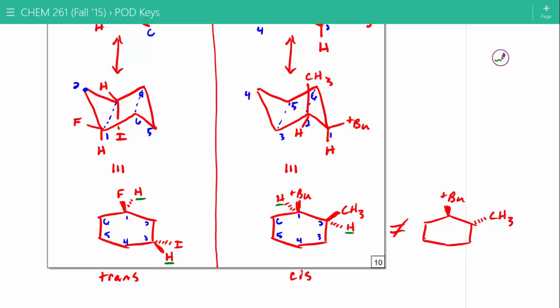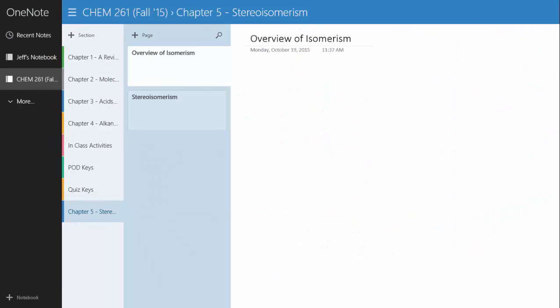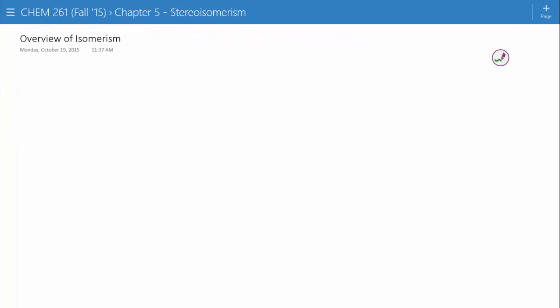Okay. All right, let's get into Chapter 5 stuff. Chapter 5 talks about stereoisomerism, or more importantly, isomerism in general. What does isomerism mean? Yeah, I heard somebody say the same molecular formula, right? So isomers have the same molecular formula.